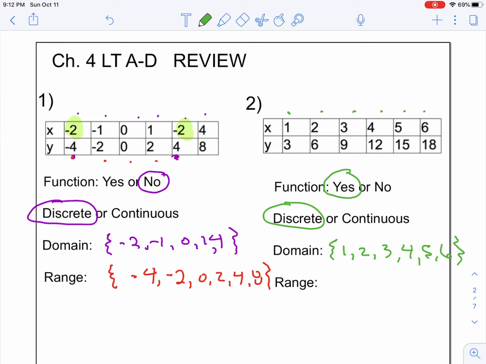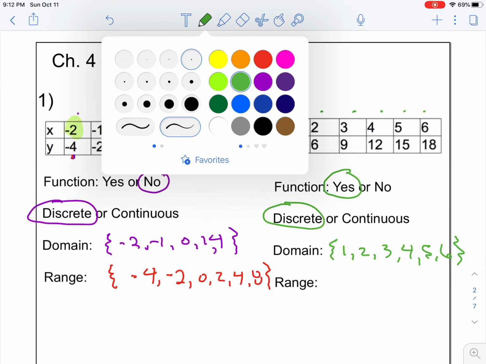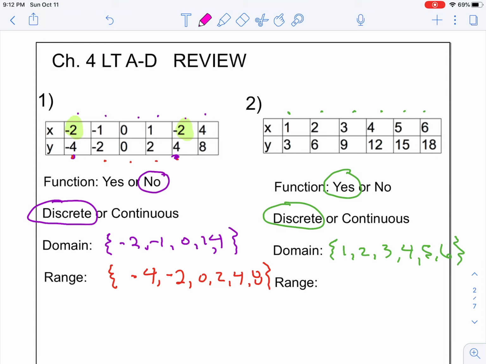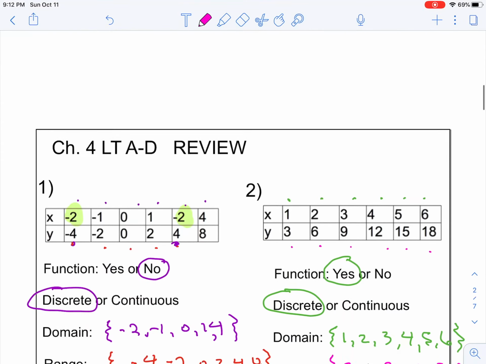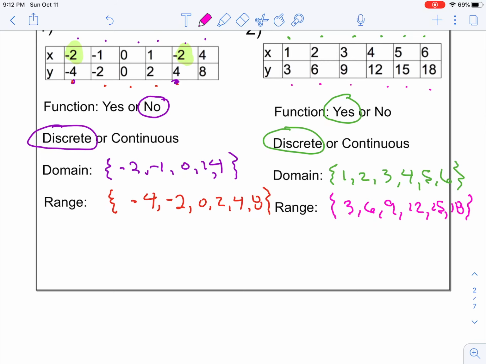Whenever you have a discrete function, your domain and range will always be separate individual numbers compared to a continuous function where you'll have an inequality. So my y values are right here, and again I'm just going to list them, and these happen to be in order as well. So 3, 6, 9, 12, 15, 18. So there we go.